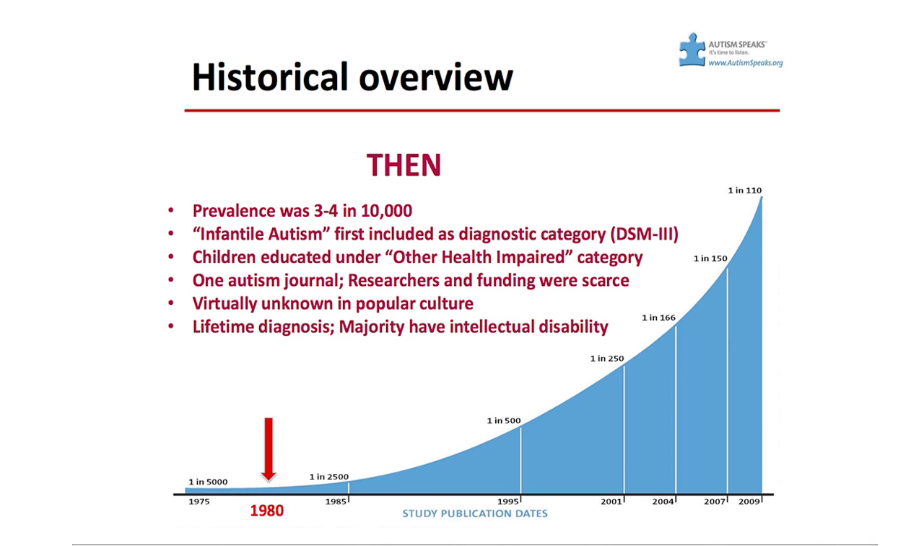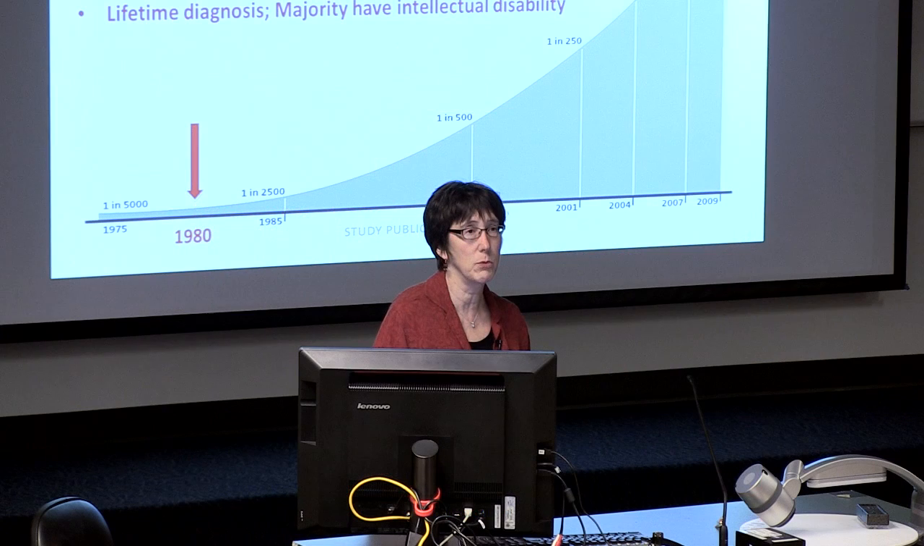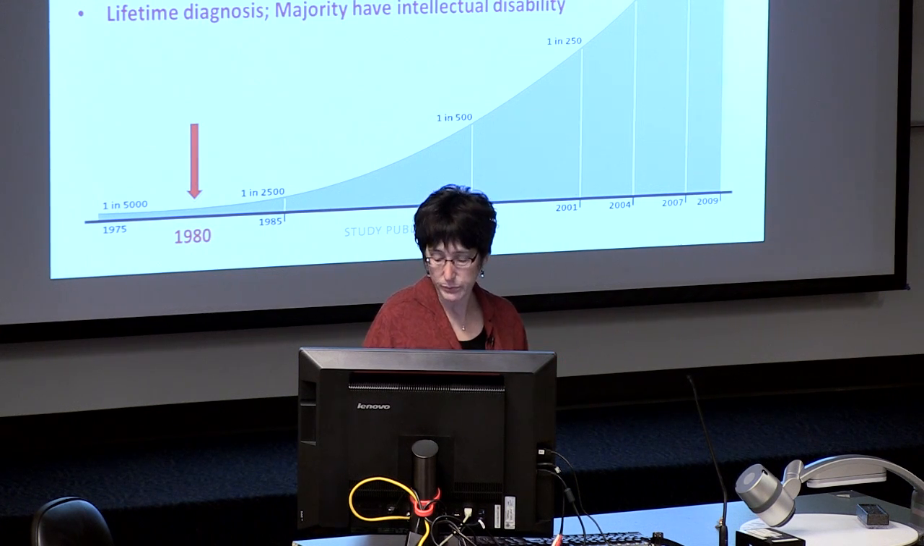There was one autism journal. Funding and research were scarce. Nobody would say the word autism in their house or see it in a newspaper or on TV or in movies. At that time, we thought of autism as a lifetime diagnosis. Once you have it, you've got it. And the majority were thought to be very significantly impaired. I think about 25% at that time were thought to have average intellectual ability, or 25 was the maximum.